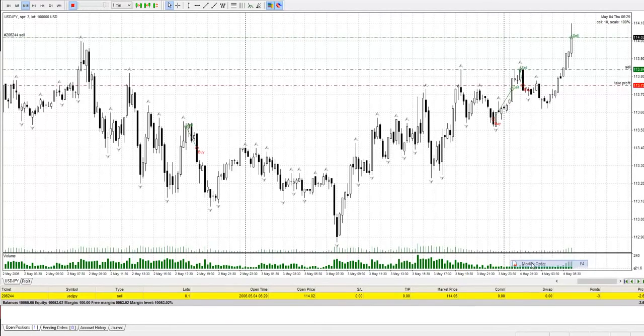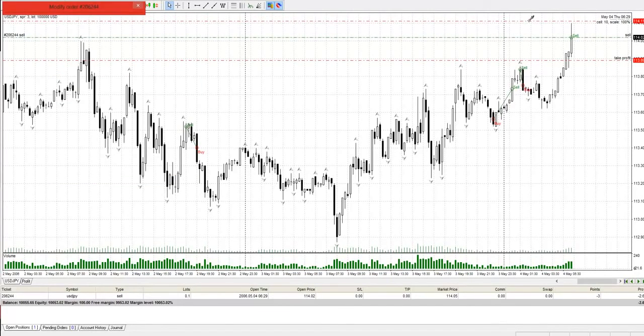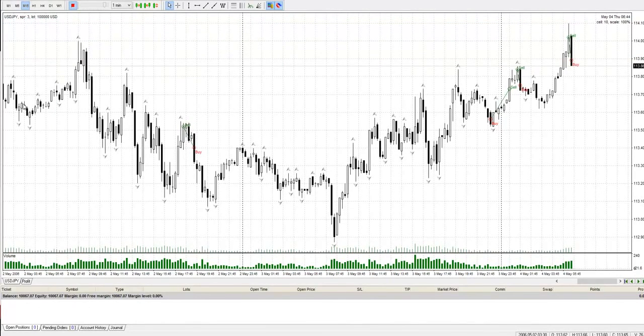Take profit would be the previous opposite candle, which is here, and stop loss is just a bit above. I think I pressed the stop loss too big. It should only be about 5 pips.